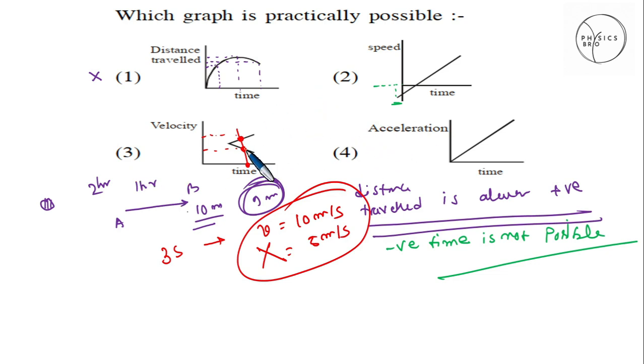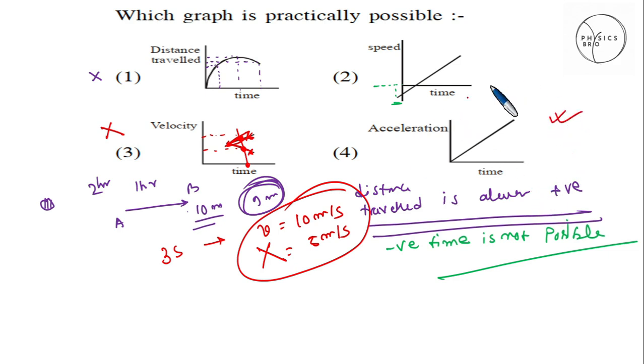Secondly, if you go through some points on the graph, look, if you go from here to here, time is decreasing. That is also not possible. If you go through this point, then time is decreasing. That is not possible. So that's not our correct answer. So we are left with this one, and this must be right.